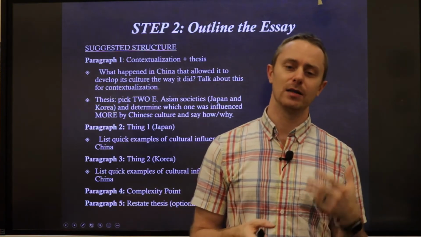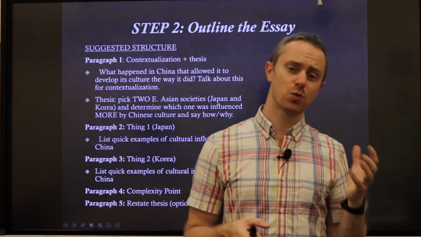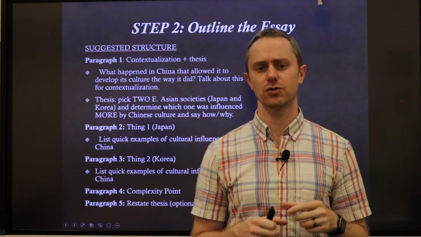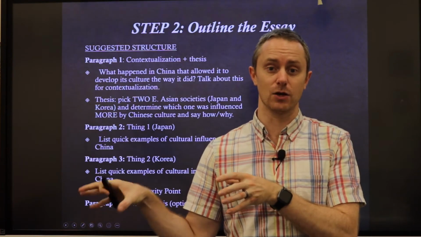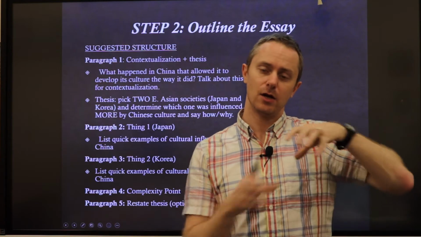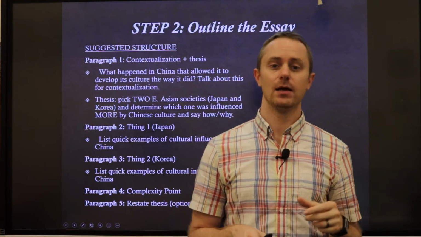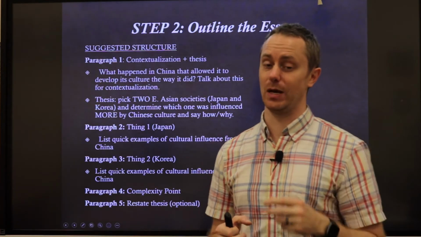And as we talked about in the previous video, this is a causation type prompt, so it's worthwhile to explore the cause of the cause. Chinese cultural traditions caused these effects in East Asian societies like Japan and Korea. But how? How did we get there? How did China get that level of influence? How did we get that sway that they had? We need to talk about that for contextualization. That's just one way, but it's a really easy way to get it.